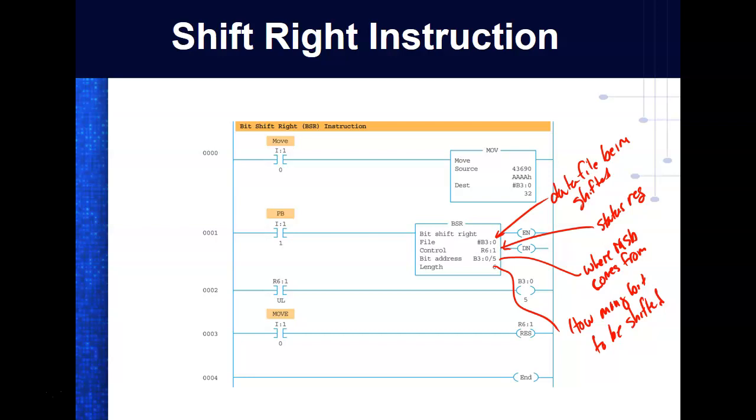So we're moving A into our register. We're going to put this into B3, right? Then we're going to shift B3. Where's our bit coming in on the right? It's coming in from B3:5. And this is the shift right.